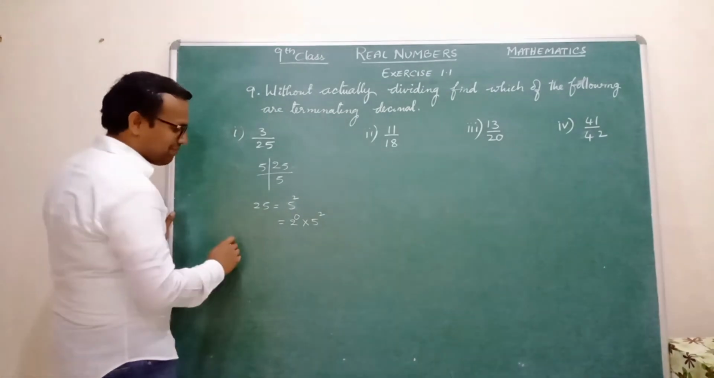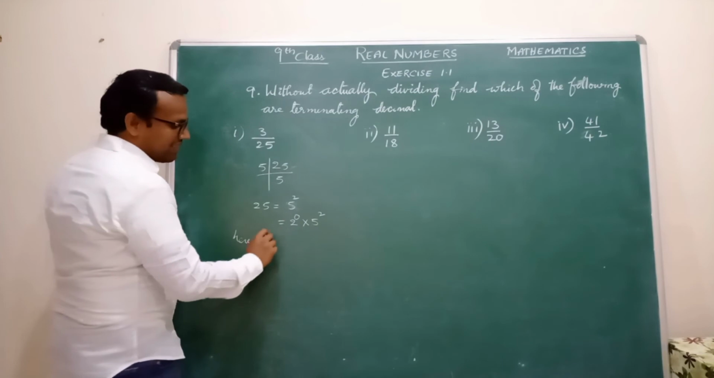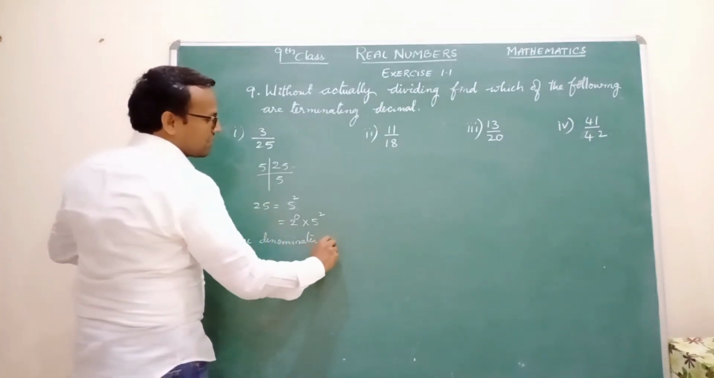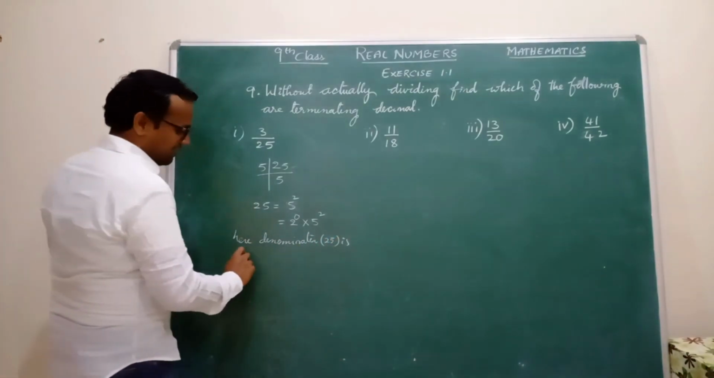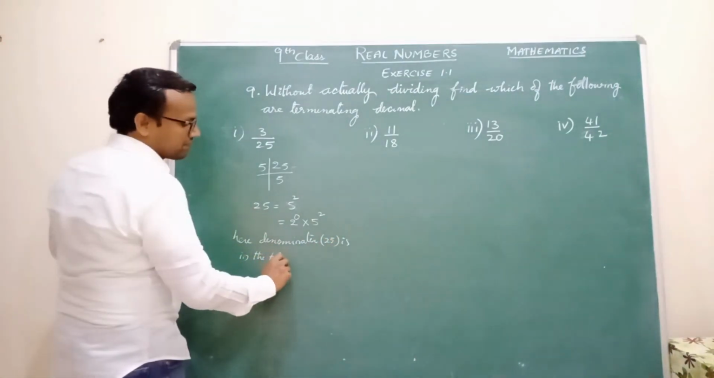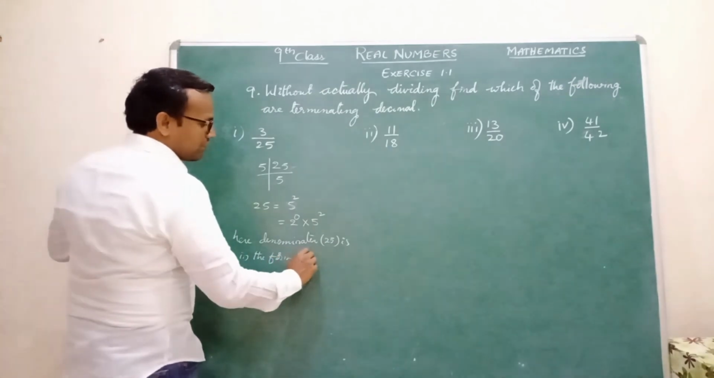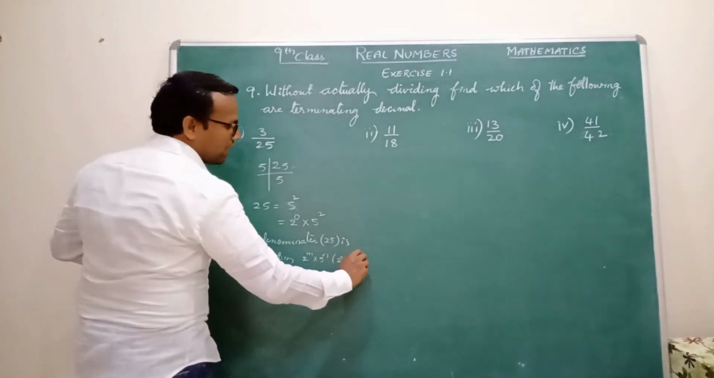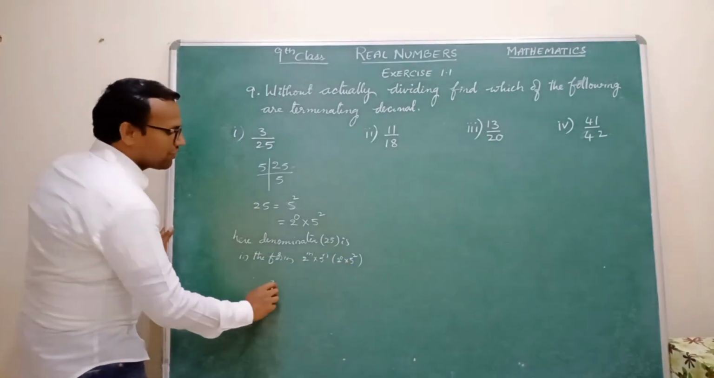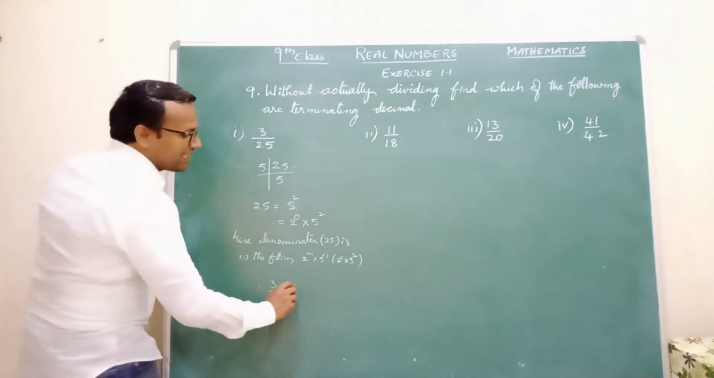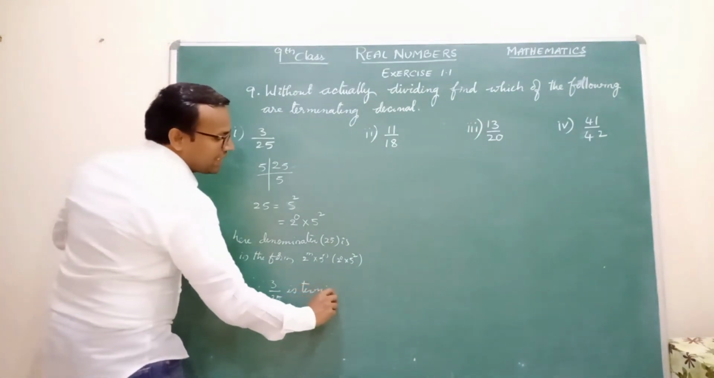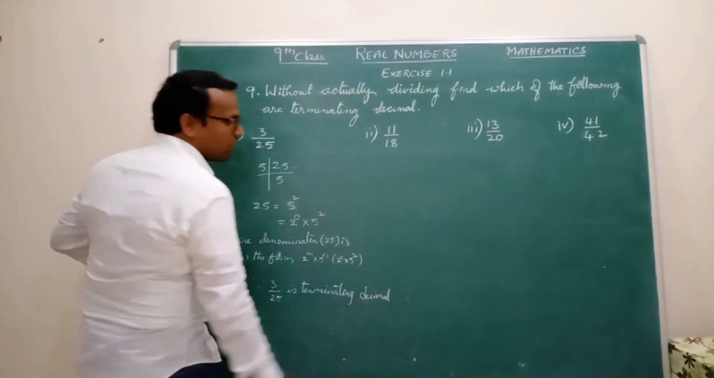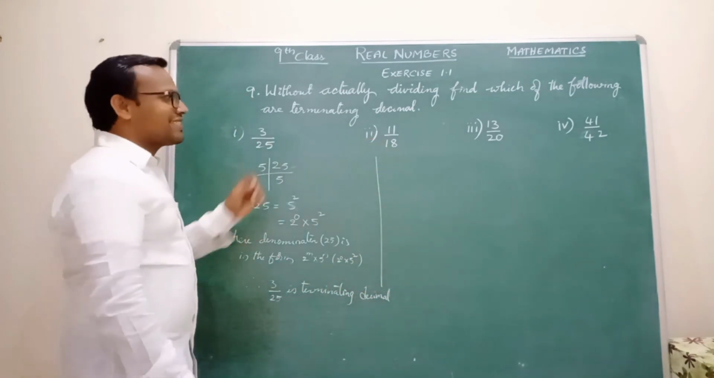Let me write the same thing. Here the denominator is in the form 2 power m into 5 power n, that is 2 power 0 into 5 square. Therefore 3 by 25 is a terminating decimal. Okay, now let's go for the second one.